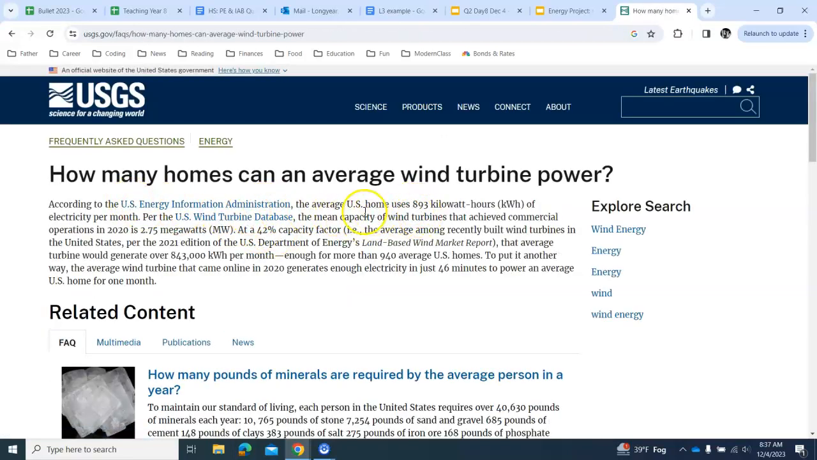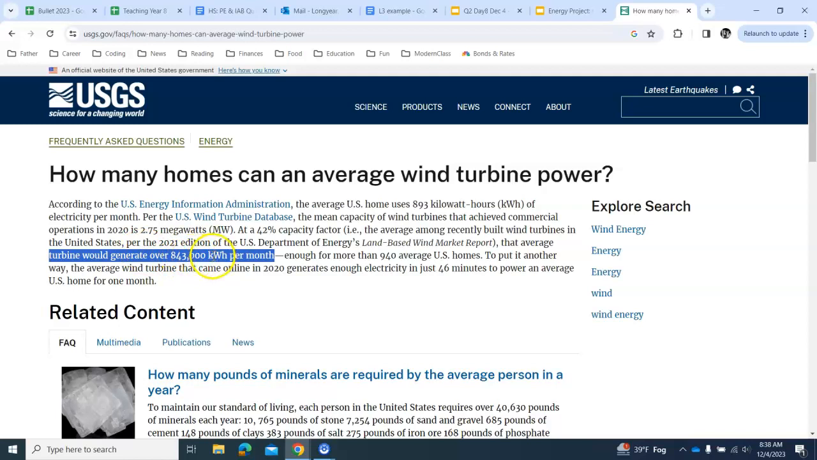So it has this long answer, talks about how much energy a home uses, and then it kind of talks about the capacity of a wind turbine being 2.7 megawatts. But I think the biggest thing that I see here is that the average wind turbine would generate over 843,000 kilowatt hours per month.